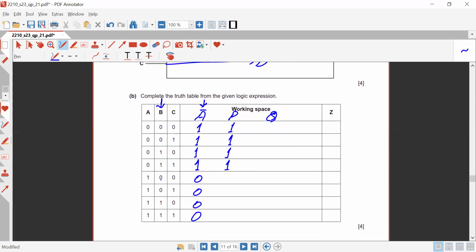Now checking for the rest of them, 0 and 0 will give you a 0. 0 and 0 again a 0. 1 and 0 will give you a 1, and 1 and 0 will again give you a 1.